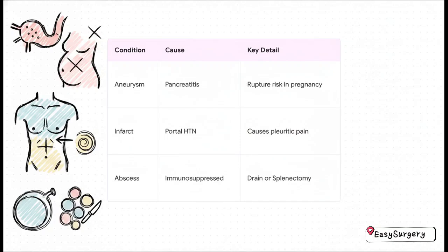Then you have splenic infarcts, which are typically tied to portal hypertension and cause that pleuritic left shoulder pain we talked about earlier. Finally, splenic abscesses. You're really only going to see these in immunosuppressed patients. The rule of thumb here, if it's just a single unilocular cavity, you can drain it with a pigtail catheter. But if it's multilocular, meaning it has multiple little pockets, you have to take the whole spleen out.